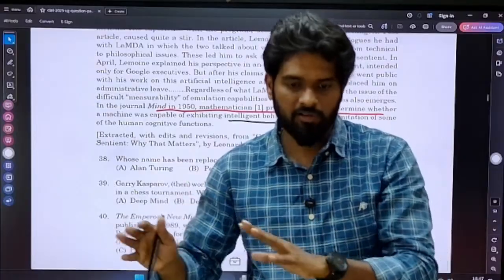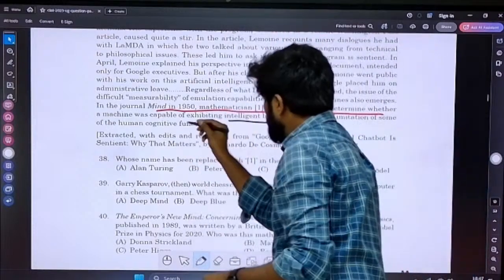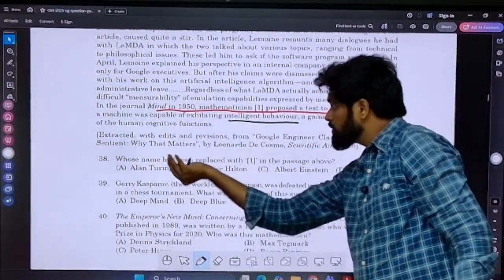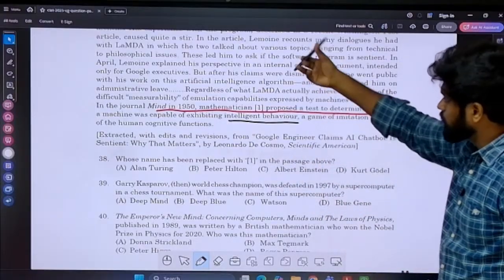Because that artificial intelligence kuda, it was being programmed by whom? ఒక పర్సన్ ఎవరో డెవలప్ చేస్తారు కదా యూజువల్గా. సో దట్ ఈస్ వాట్ ఇట్స్ వెరీ ఇంపార్టెంట్. సో ఇక్కడ ఏంటి ఇలా ఇస్తారనమాట. సో whose name has been replaced with one in the passage above అన్నాడు అనమాట ఇక్కడ. ఓకే, సో యూ హ్యావ్ టు నో దిస్.